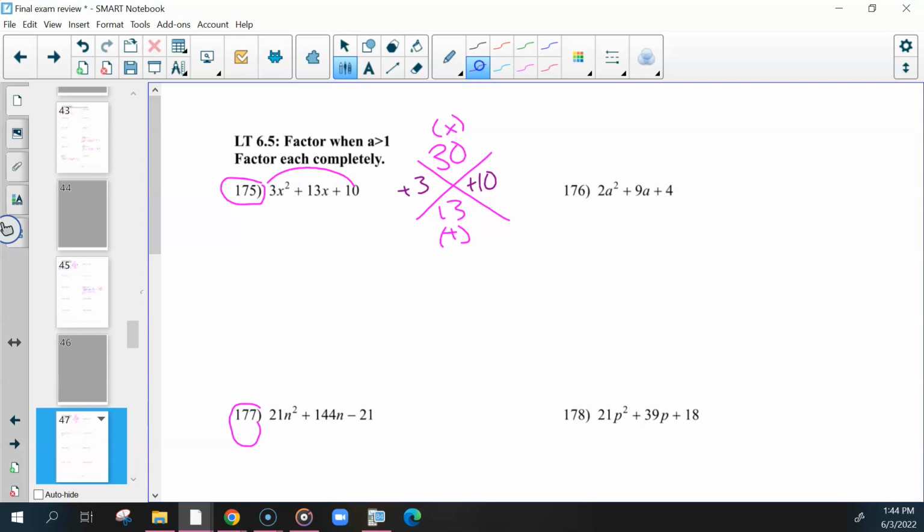So then we can rewrite this into 4 terms. The first and the last term are going to stay the same. x squared, take the two numbers you found, put them in with the variable x, or whatever your variable is. So plus 3x, plus 10x, plus 10. Now we have 4 terms, and we can go back and do our grouping.